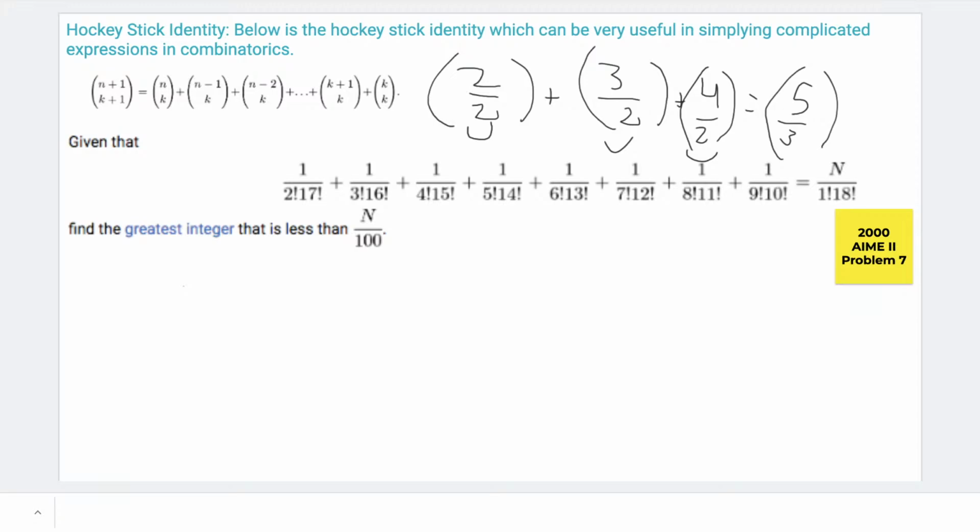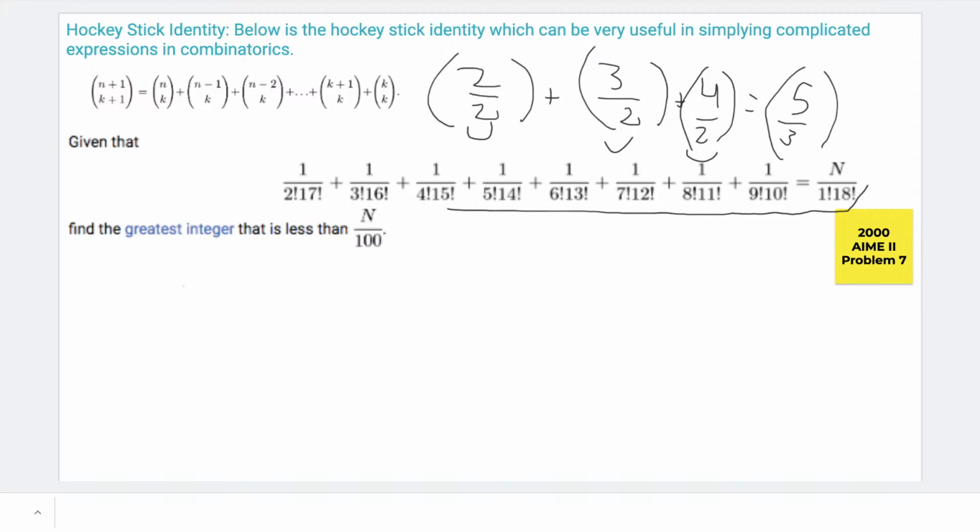Now for this problem, it says given that 1 over 2 factorial times 17 factorial plus 1 over 3 factorial times 16 factorial, and it keeps on going on and on, equals n divided by 1 factorial times 18 factorial, we want to find the greatest integer that is less than n over 100. Now the problem looks pretty scary, but in these cases they're obviously not going to give you a problem that is unsolvable. So you look for a pattern.